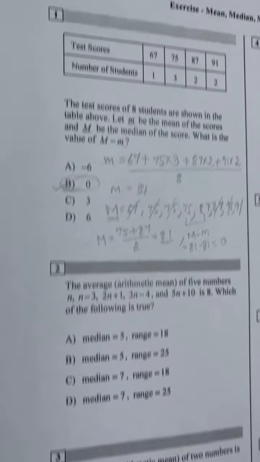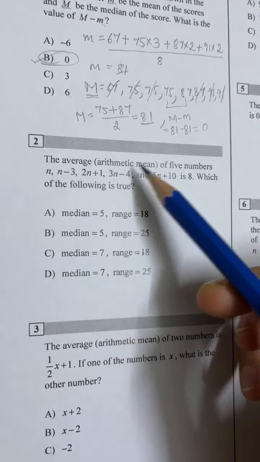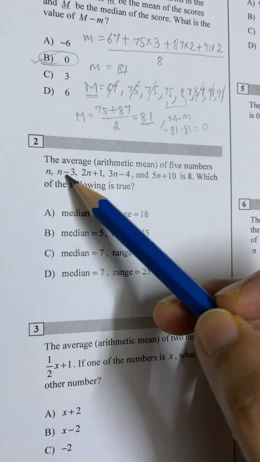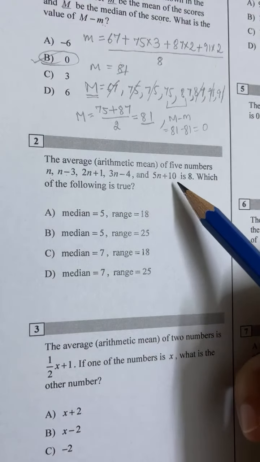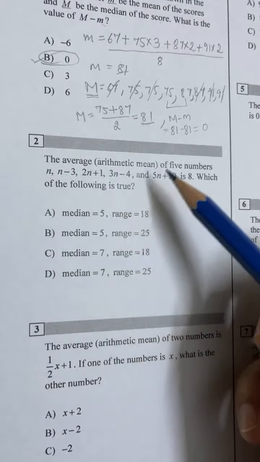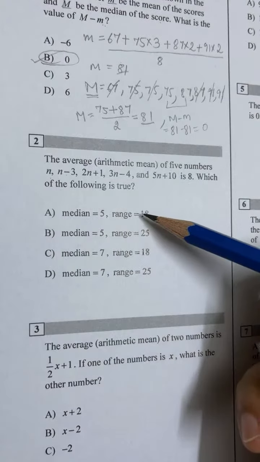Okay, let's move on to question number 2. The average, arithmetic mean, of 5 numbers, n, n minus 3, 2n plus 1, 3n minus 4, and 5n plus 10, is 8. Which of the following is true? You have been given 4 options. That's median is 5, range is 18.